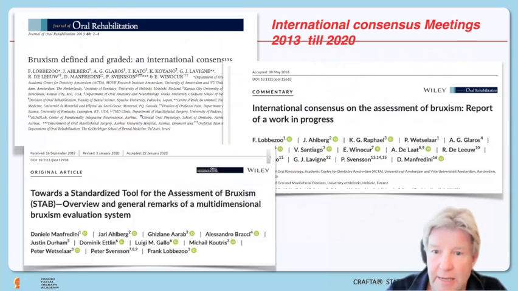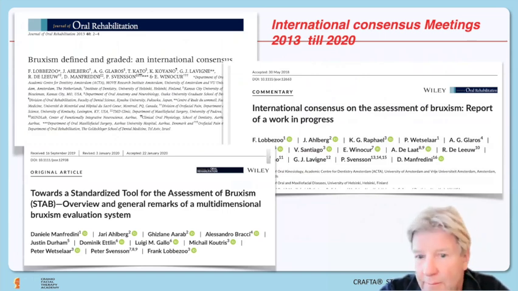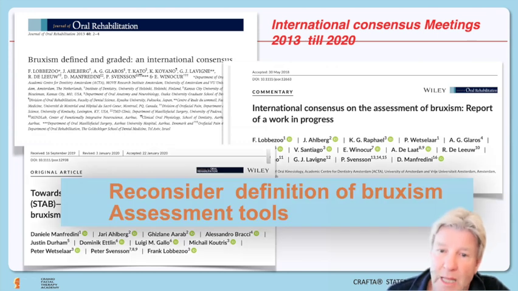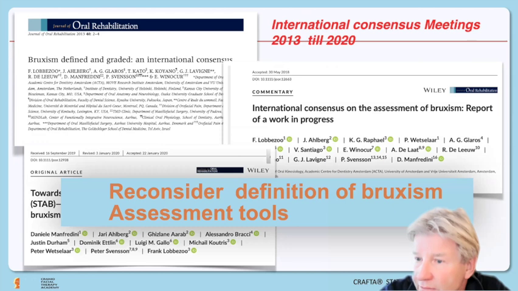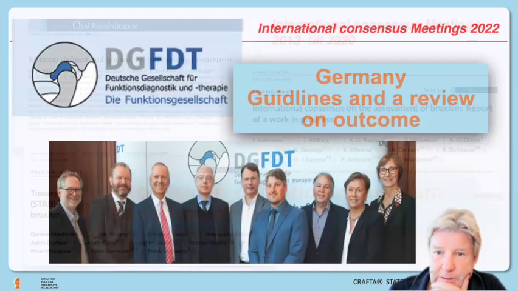They also reflected this in the STAB. The STAB tool is a standardized tool for assessment of bruxism. So from 2018 to 2020 there were a lot of informal guidelines put out by this group. The reflection was that we have to reconsider the definition of bruxism and how we use it and deal with it.